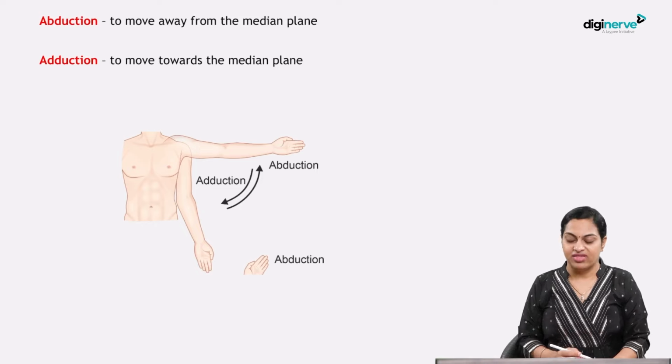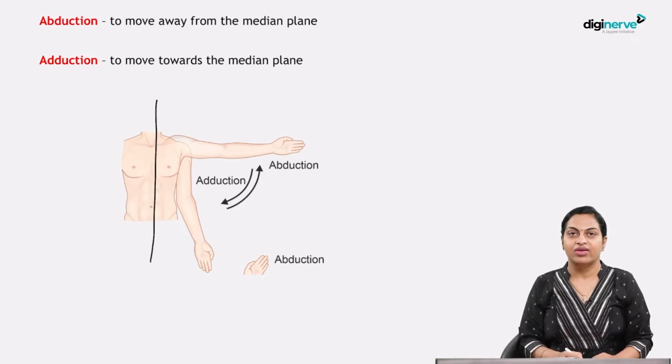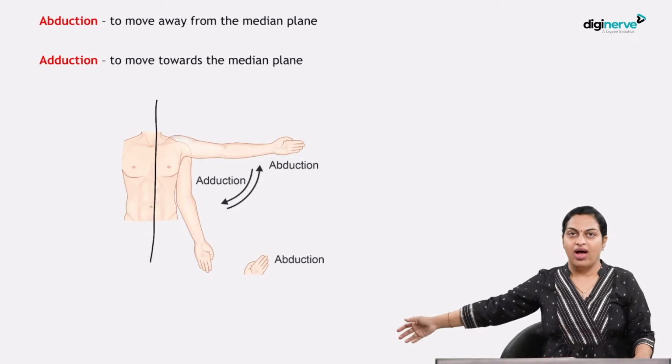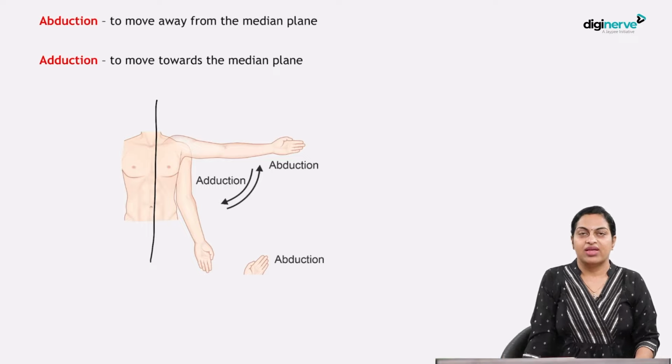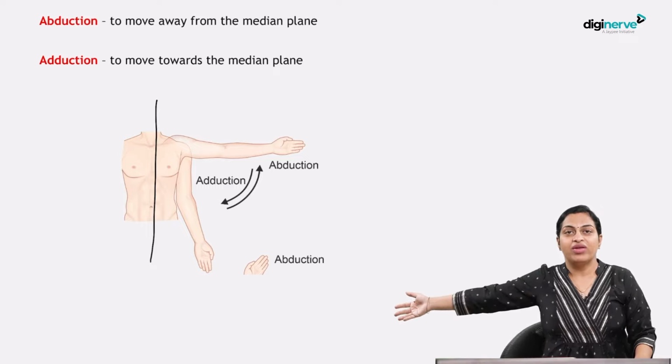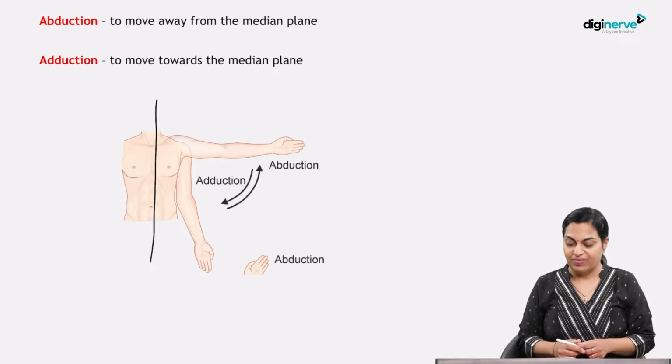Abduction and adduction. So this is the midline of the body, right? To move your arm closer to the body is adduction. Taking it away from the body, that is abduction.